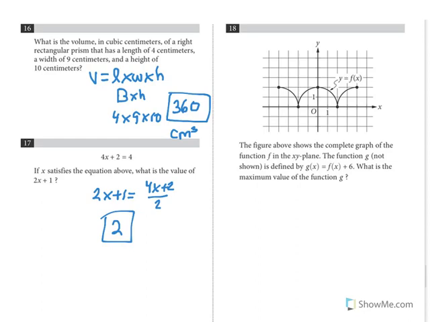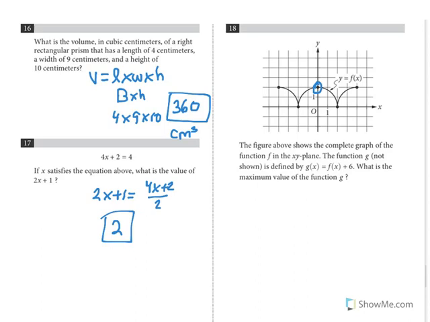The figure above shows the complete graph of the function f in the xy plane. The function g, not shown, is defined by g of x equals f of x plus 6. What is the maximum value of the function g? All right, since this is the complete graph of the function f, we need to find out, well, what is the maximum value of f? And we see the maximum value of f is 2, and it reaches 2 three different times.